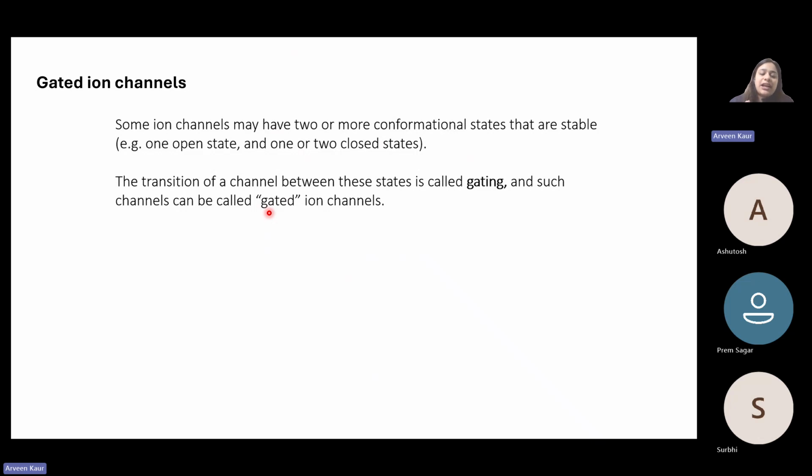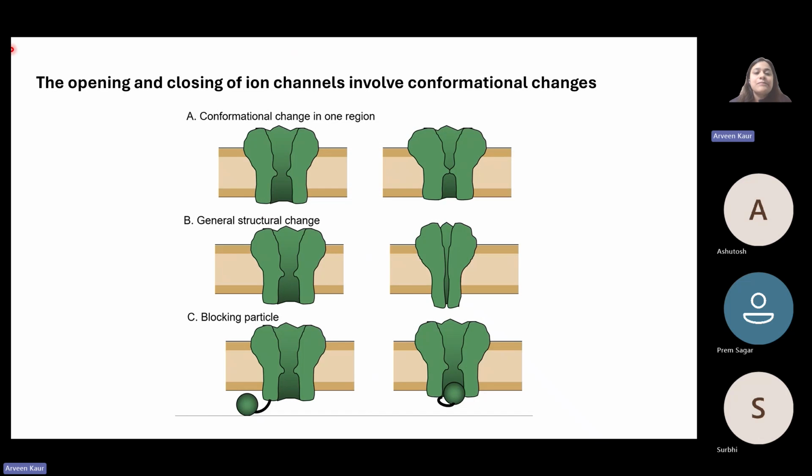So not every channel is open all the time. The ones that are open all the time are known as leakage channels. But some are either open or closed. Because they are switching between these states, they are called gated ion channels, so a gating is applied. How do these conformational changes occur?